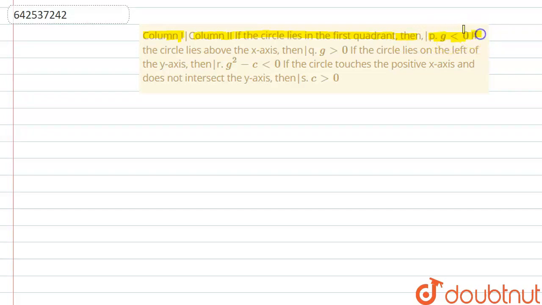The second statement in column 1 is if the circle lies above the x-axis, then, and column 2 has option Q, that is G greater than 0. The third statement in column 1 is that if the circle lies on the left of the y-axis, then option R in column 2 is G square minus C less than 0.